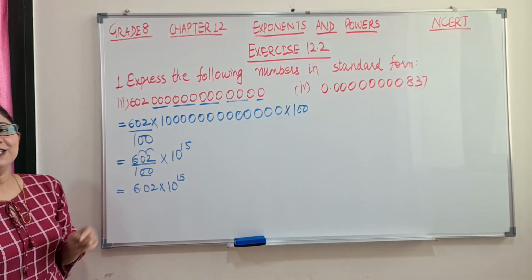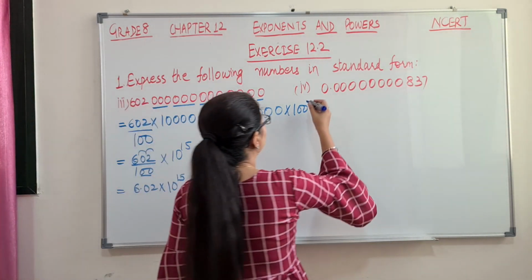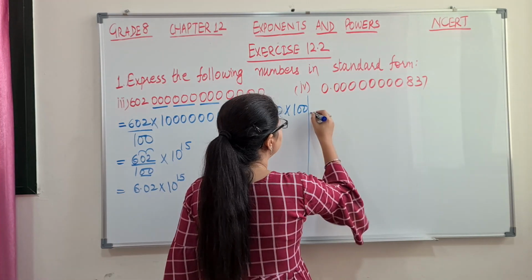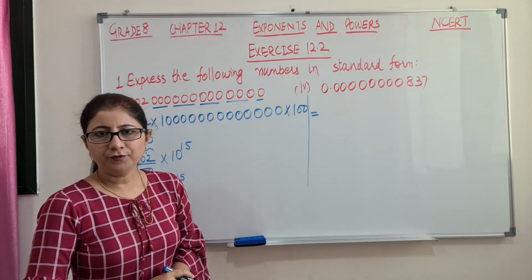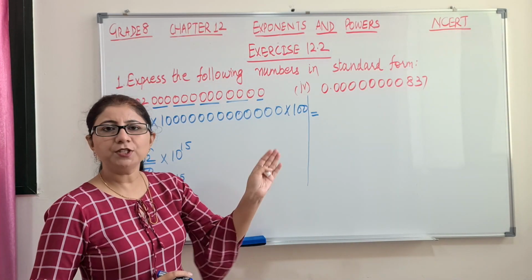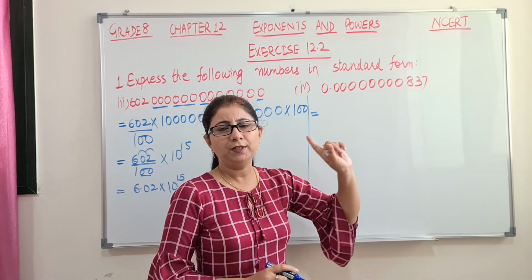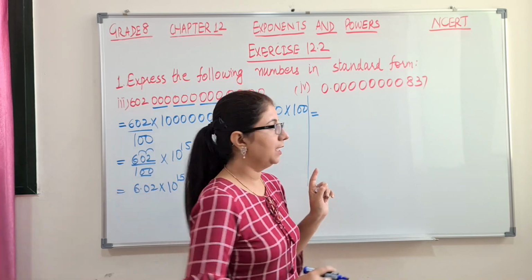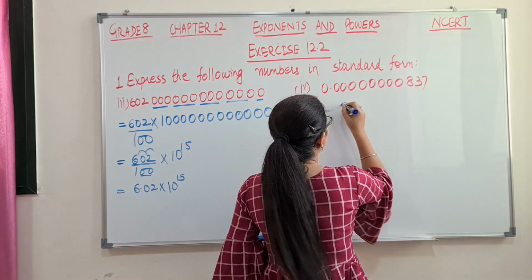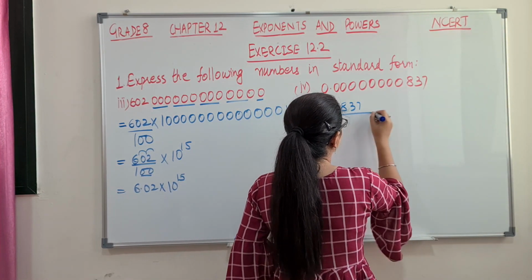Okay. So now let's see our fourth part. Here again we will calculate how many zeros after decimal, how many digits after decimal. Here this is a very small number, so we will have a negative exponent in our answer. So first we will write this 837.